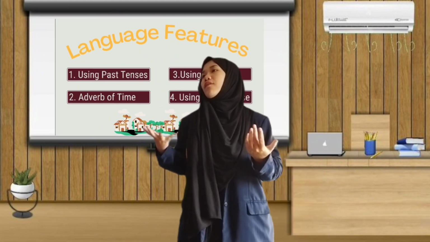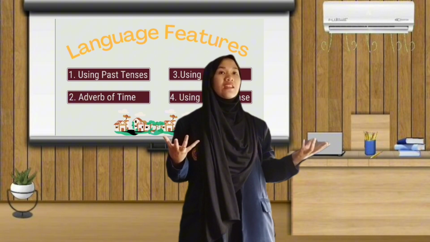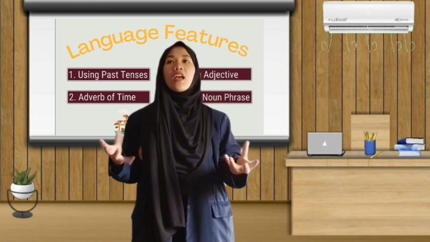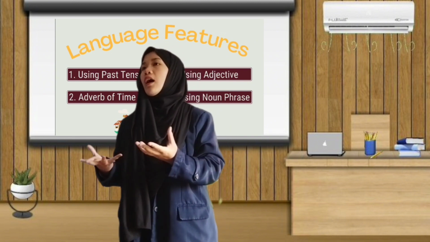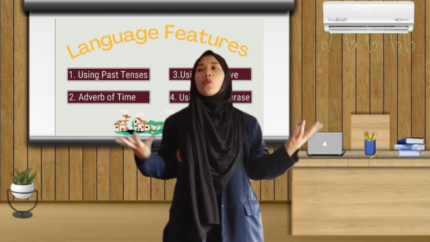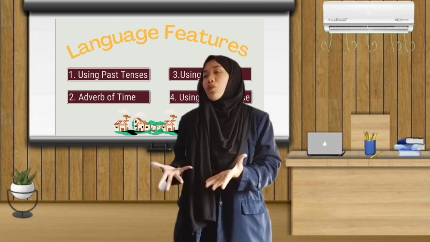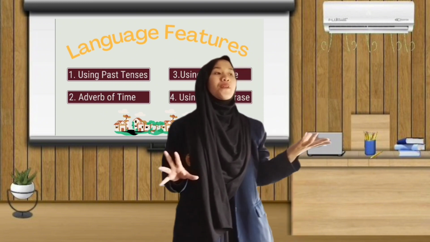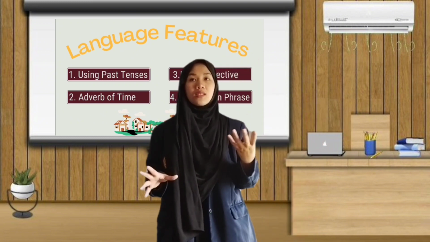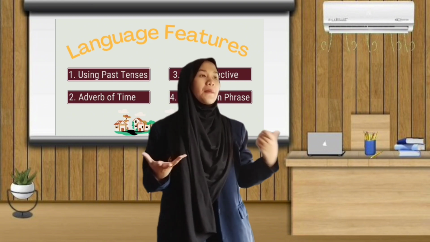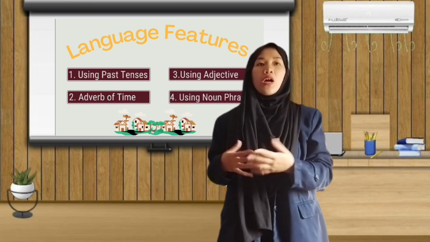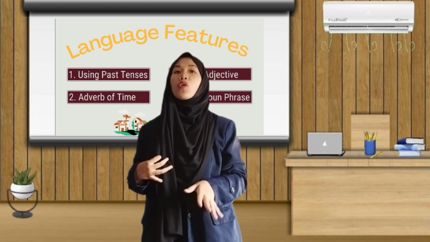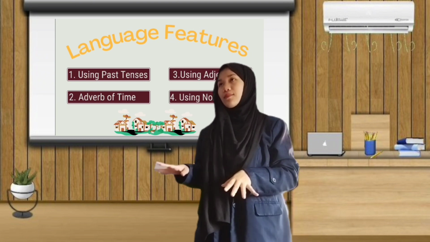Third is using adjectives. Because the purpose of a narrative text is to entertain the reader, we use adjectives in narrative text to stimulate the reader so they can imagine what the character is like. And the last, using noun phrases. Noun phrases are words that function as nouns. They can be places, people, living things, and others. Just like adjectives, noun phrases are used to give a more detailed description in the narrative text.